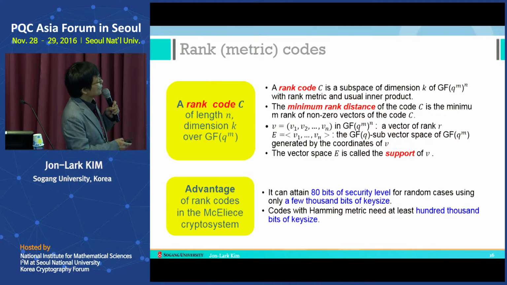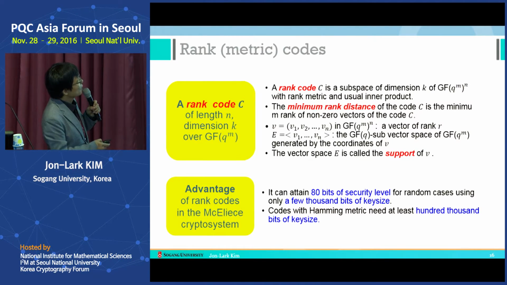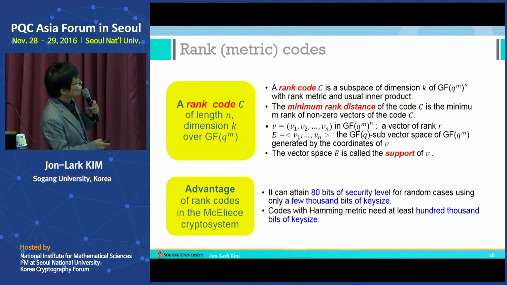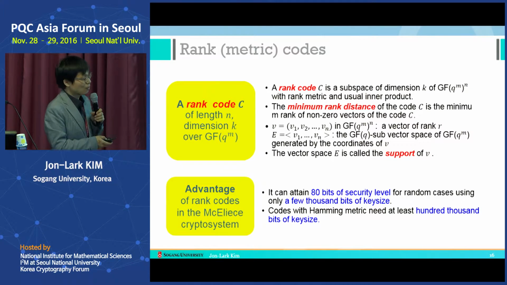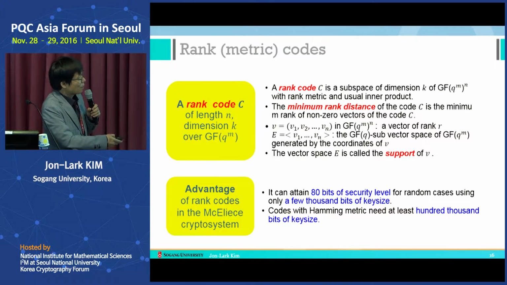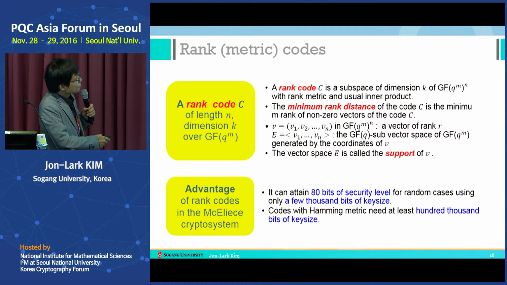If you have a vector whose rank is r, you look at all these coordinates and span them over GF(q). The space spanned by v1 through vn is called the support of v. This concept is different from the usual support of a vector under Hamming weight. If you have a rank metric code, it's easy to construct codes with an 80-bit security level, but the key size is just a few thousand bits. However, if you use Hamming weight, then the key size should be 100,000. So that's the advantage of having the rank metric.